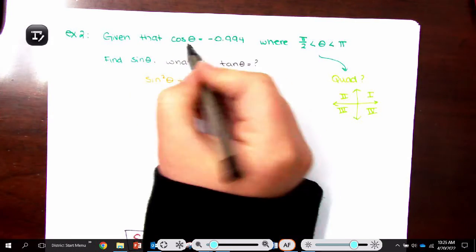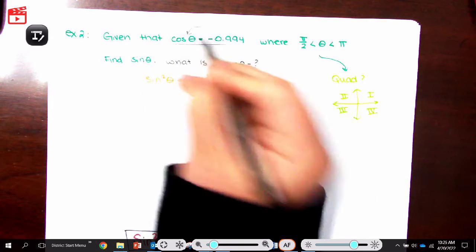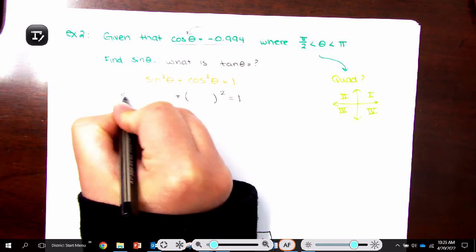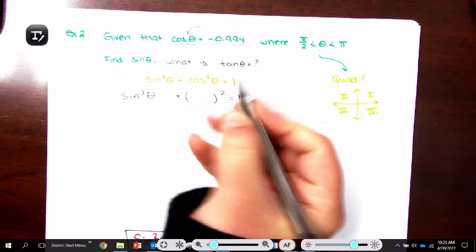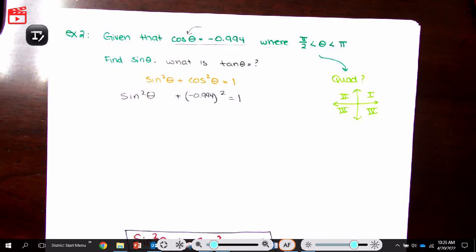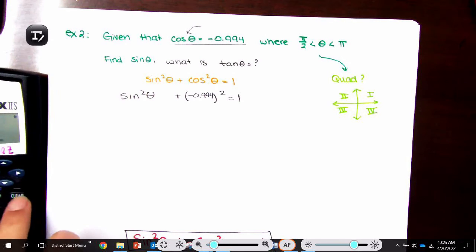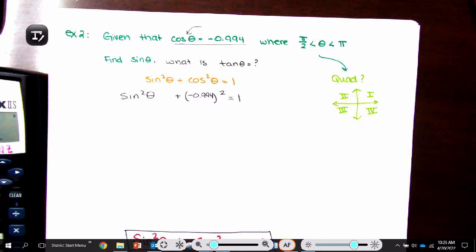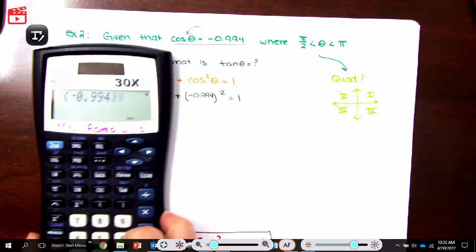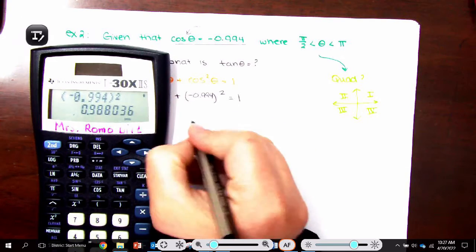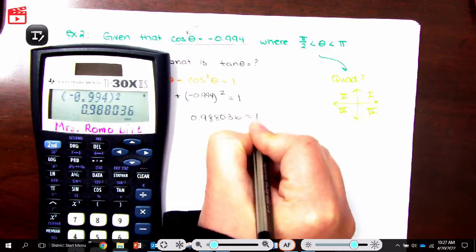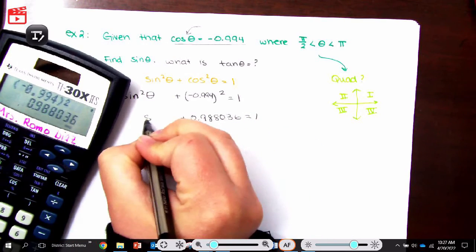Which one did they give us? They give us cosine. Notice cosine is not squared, so we're going to square that value when we plug it in. So I have negative 0.994. I'm going to type that into my calculator, with parentheses around the negative 0.994. Make sure you have parentheses when you're typing in that negative. We're going to square that value, so it comes out to 0.988036, and we're adding a sine squared to that to equal 1.